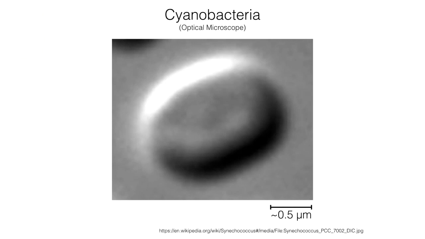So here's an image from an optical microscope, again with some phase contrast, and this is about the best detail you can get in an optical microscope when you're looking at cells like this. You can sort of tell what shape the cell is, and that's about it.